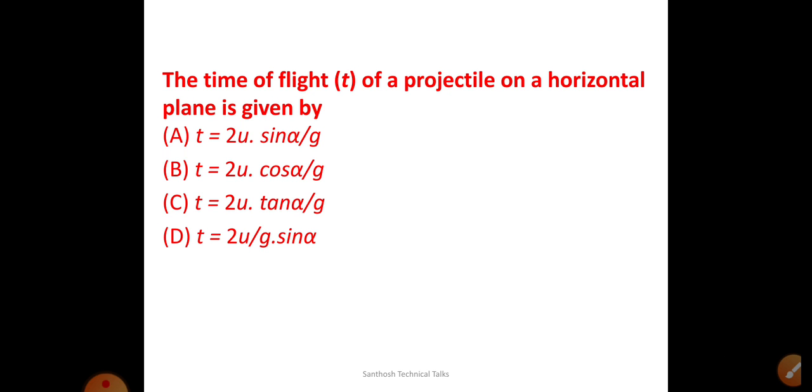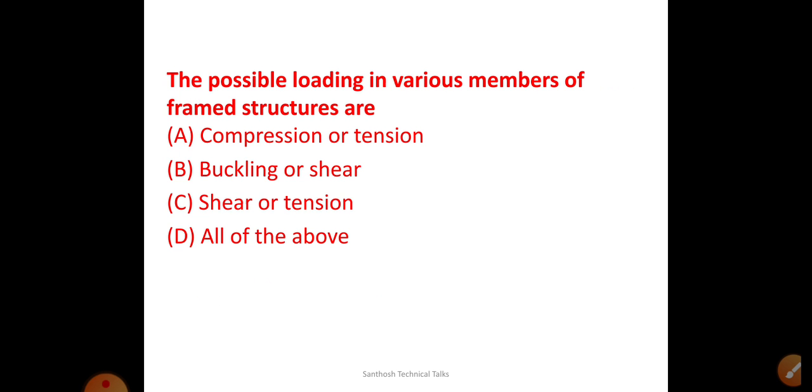Next question is the time of flight of a projectile on a horizontal plane. T is equal to 2u sine alpha by g. So this is the formula for finding the time of flight of a projectile on a plane. T is equal to 2 into u, where u is the velocity and t is the time. Sine alpha, where alpha is the angle the projection makes with the horizontal, and g is the gravity.